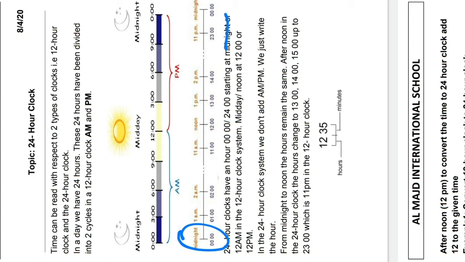So if you see the second point after the timeline, 24-hour clocks may have an hour of 00 or 24:00 starting at midnight or 12 a.m. in the 12-hour clock system. Midday or noon is 12:00 or 12 p.m. That means the clock starts from or ends at 24. A new day starts and an old day ends at 24-hour clock.